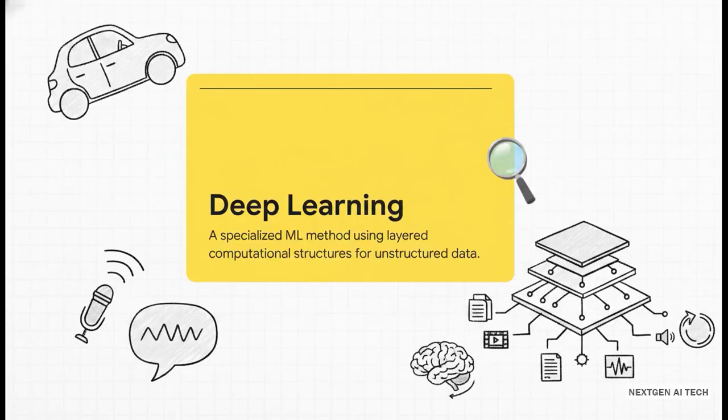Okay, zooming all the way into our final, smallest circle, we find deep learning. This is a highly specialized method within machine learning, and it's literally the engine behind almost every major tech breakthrough we're seeing today. While standard machine learning is awesome for structured data, like spreadsheets, deep learning is built to handle massive amounts of raw, unstructured data. We're talking millions of images, audio files, and giant blocks of text.